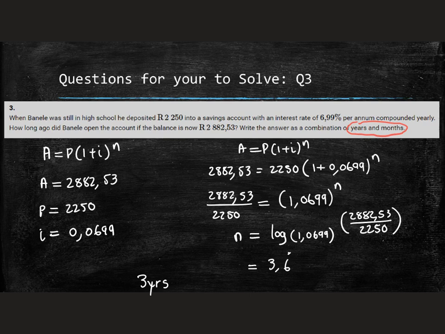So we would take 0.66 and convert it into months. So again, I'm just going to make a small note. We're going to say, let's take 0.6 recurring, which is about 0.67. Let's take 0.67, multiply it by 12 to give us our months. And what we find is that 0.67 times 12 works out to 8 months. So therefore, Banelli did this 3 years and 8 months ago.